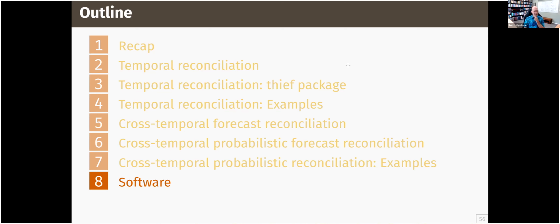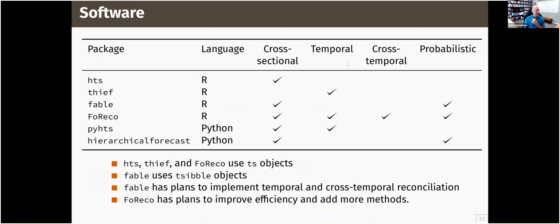Let me finish by just talking a little bit about software. So far there's a bunch of R packages and a bunch of Python packages that are available. I'll just talk briefly about what each of these are.